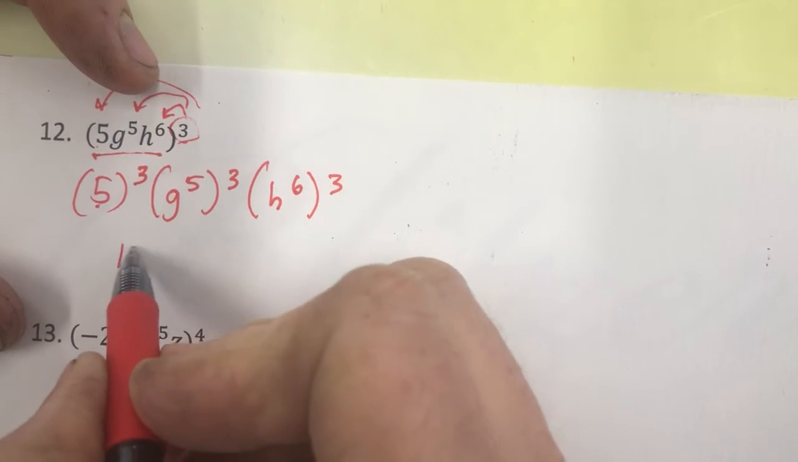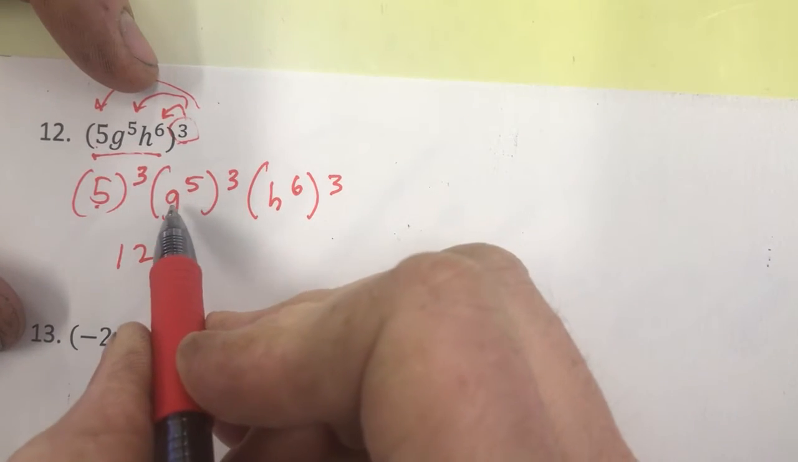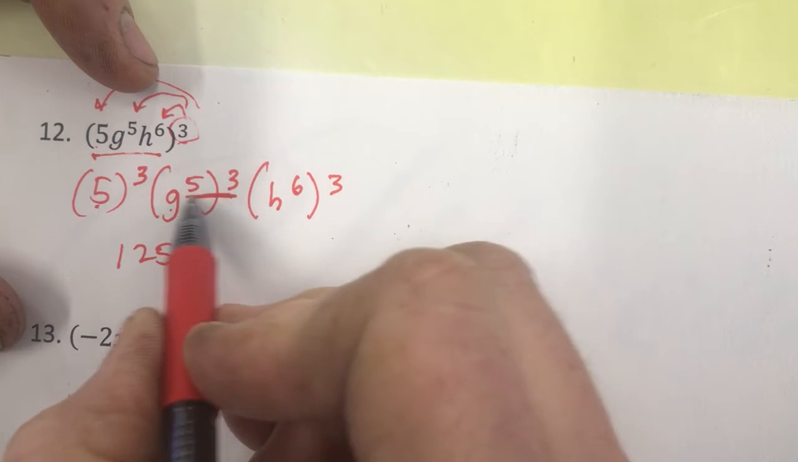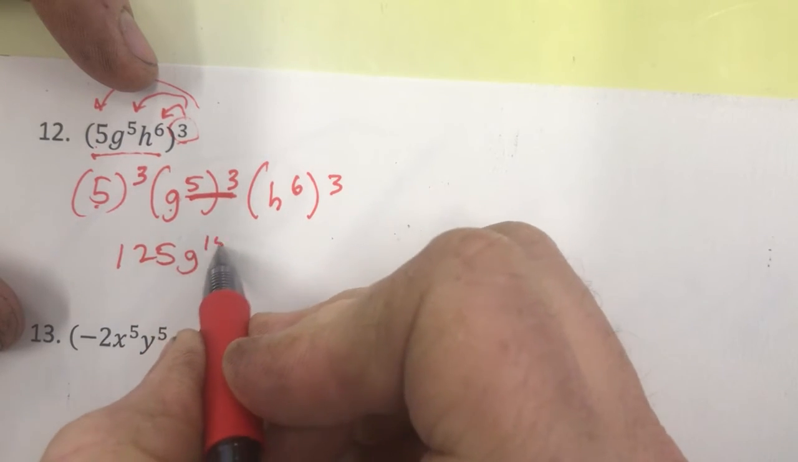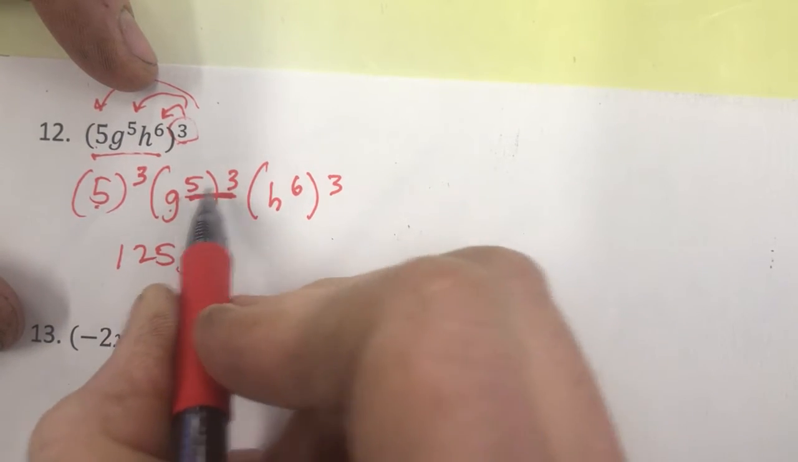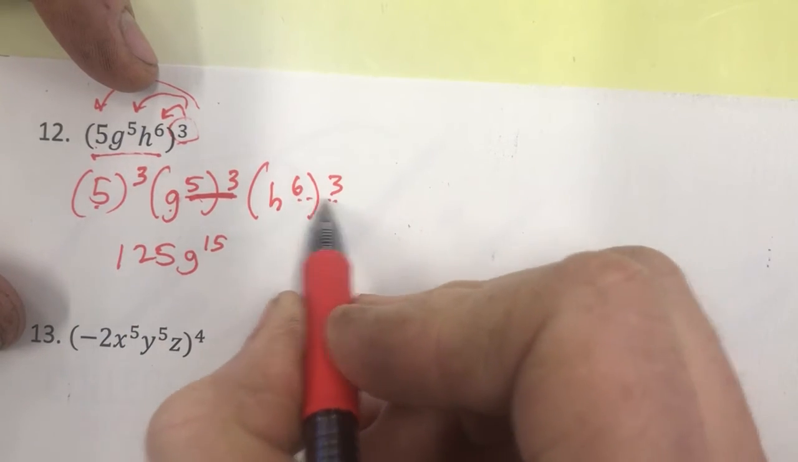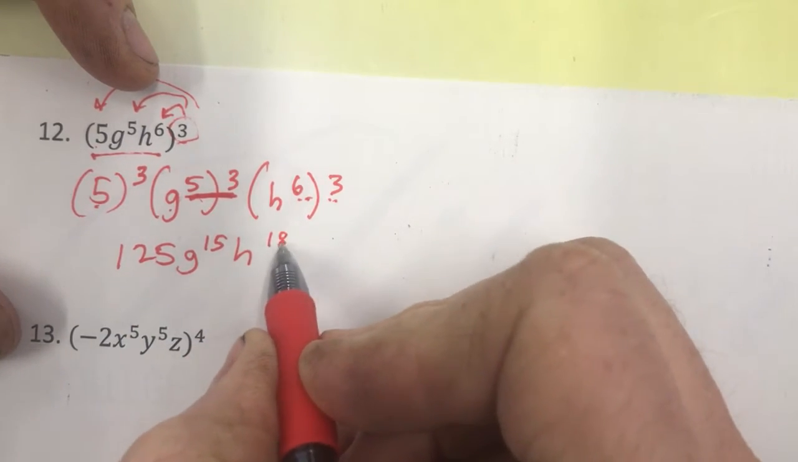So 5 to the third power is 125. G to the 5th to the third, right here, I multiply in this case, so it'd be g to the 15. I multiply my exponents when I have a power of a power. Right here, a power of a power, I've got h to the 18.